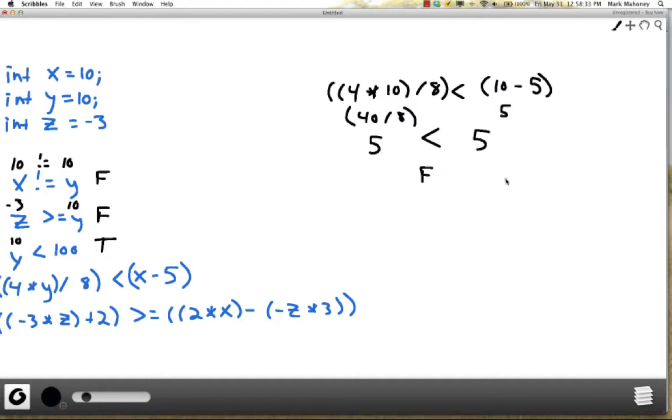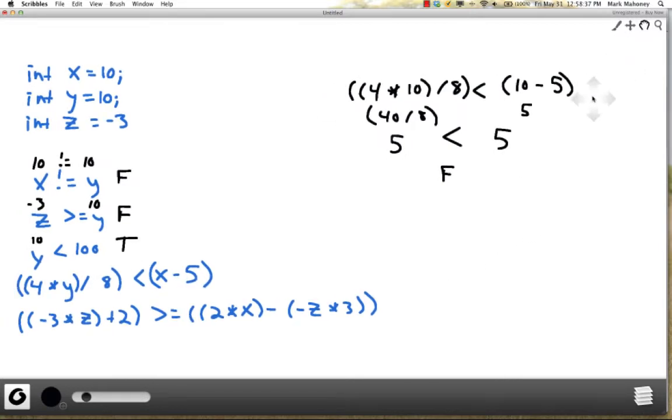Okay, we have another kind of complicated one here. Let me replace all the values for this one. So we have -3 times z. So what's inside z? Well, it's the value -3. Okay, plus 2. Is that greater than or equal to 2 times x? And we know x holds the value 10.